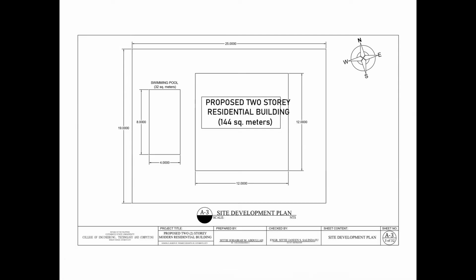The next one is the site development plan. Site development planning entails the drawing to scale of plans to illustrate proposed development of a subject property. So the floor area of my residential building is 144 square meters, and at the right side is the pool, which is 32 square meters, with a lot area of 475 square meters.